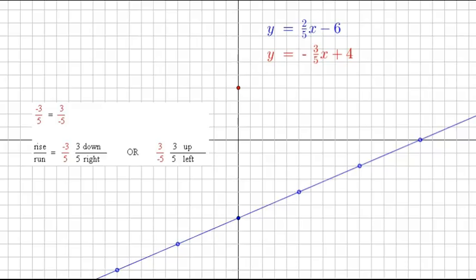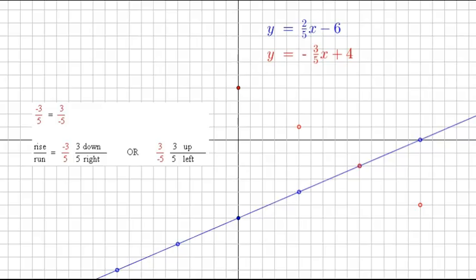I'm going to go ahead and do that right now. I'm going to go 3 down and 5 to the right. I'll be plotting this point. I'm going to do it again because I have more room. 3 down and 5 to the right. Kind of overlapped with the point that we had before. I still have room to do it one more time. 3 down and 5 to the right. Now I've run out of room. I won't be able to do it again on this part of the graph.